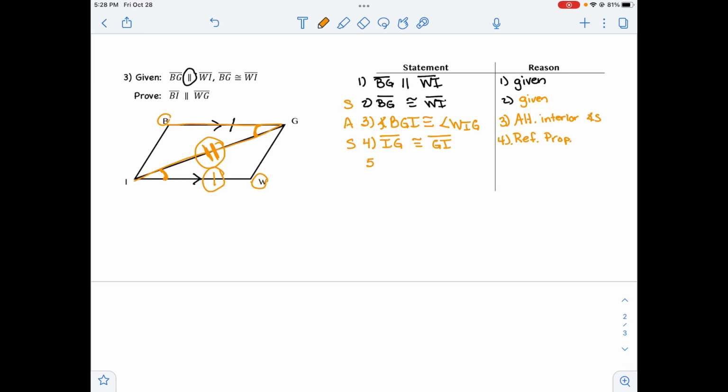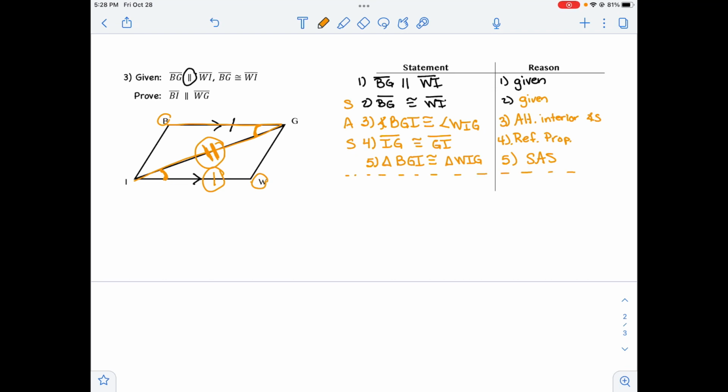So number 5, we can say the triangle BGI, and I'm just going to name it the same as I did this angle a while ago, BGI is congruent to triangle WIG because of SAS. So there's our normal finish.